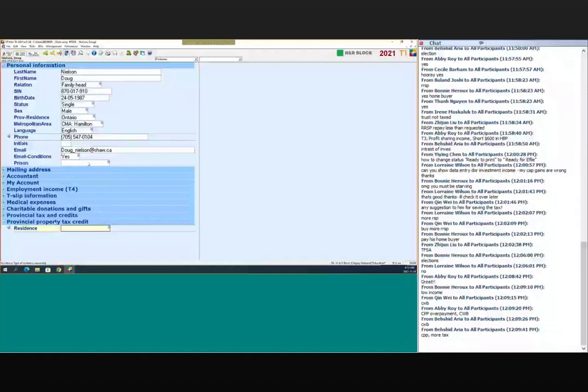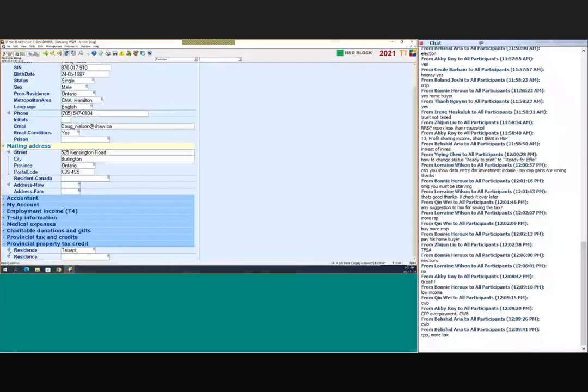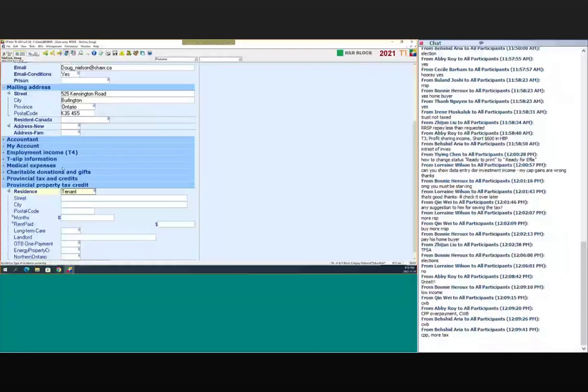So in this case, we're going to go to the provincial property tax credit, and when we bring down the drop-down menu, is he an owner or a tenant? Is he a student in residence? Is he living on a reserve, or is he in a public non-profit long-term care? In this case, I'm going to say that he's a tenant. So let us select tenant, and then we're going to put a street in. So we can actually go back and open this up.